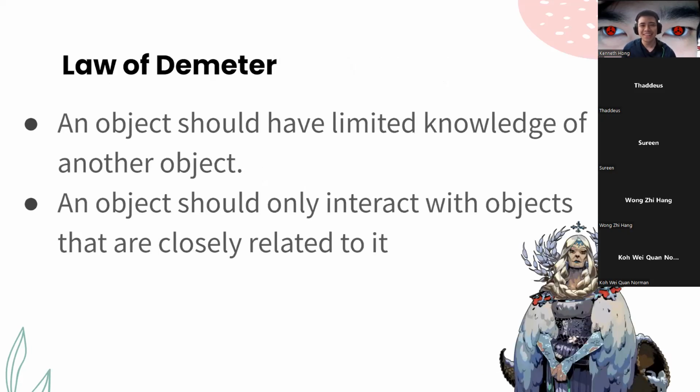Okay, next, the law of Demeter. I have no idea why they call it Demeter, but here we are. An object should have limited knowledge of another object, and an object should only interact with objects that are closely related to it. In Prof. Damir's teaching, he calls it: a friend should only know about friends and not friends of friends.